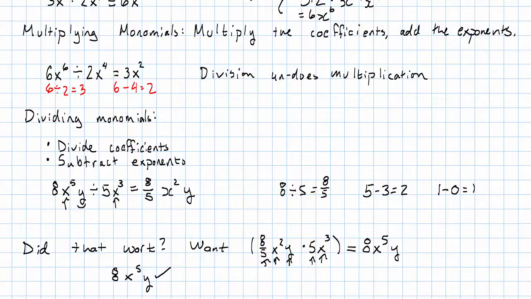Okay, so dividing monomials is pretty straightforward. We divide the coefficients, we subtract the exponents.